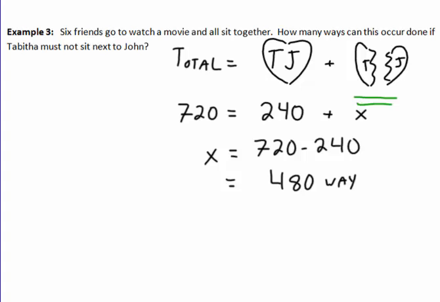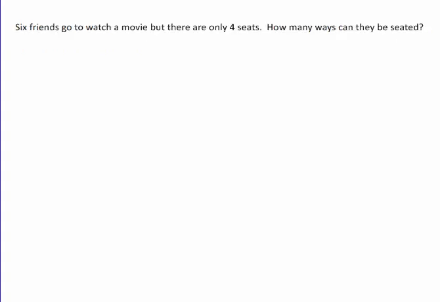Well, let's consider this scenario. What if 6 friends go to watch a movie, but there are only 4 seats? How many ways can they be seated? Now, we're not choosing all the friends, so we're not taking n factorial, or in this case 6 factorial. We have to consider the fundamental counting principle. We have 4 seats available. The first seat, one of the 6 friends can go in there. Then there's 5 that remain, and 4 and 3. And we could do that calculation and figure out what that number is.